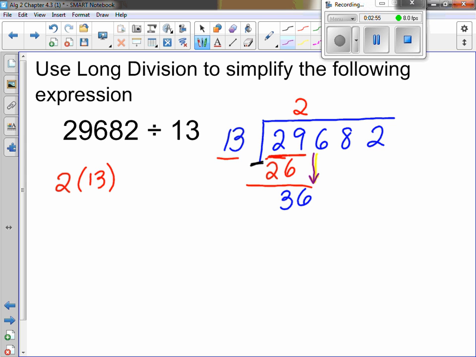And we do the same steps. And we say, how many times does 13 go into 36? Or what times 13 will give us something close to 36? 2. So again, off to the side, we would do 2 times 13, which would give us 26 again. And again, we would subtract, leaving us with 10.